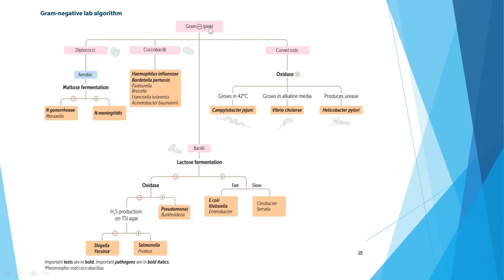Or it can be gram-negative bacilli too, which generally ferment lactose. If it ferments lactose, then we see if it is a fast fermenter or a slow fermenter. If it is a fast fermenter, it is E. coli and Klebsiella. If slow, it is Citrobacter. If the bacilli's lactose fermentation is negative, then we go for the oxidase test. Oxidase positive is Pseudomonas. If oxidase negative, we go for the H2S production test. If it is also negative, this is Shigella and Yersinia. If it is positive, it is Salmonella.